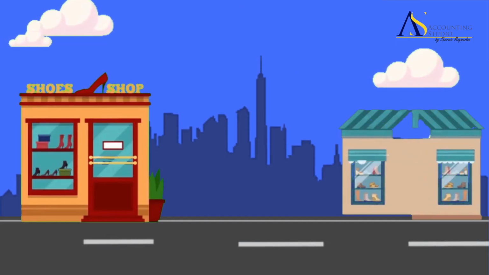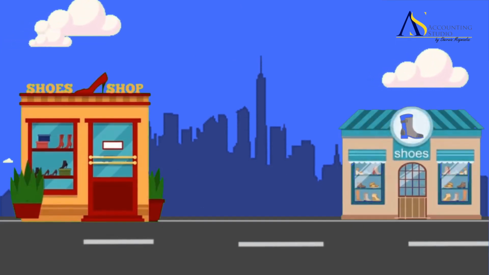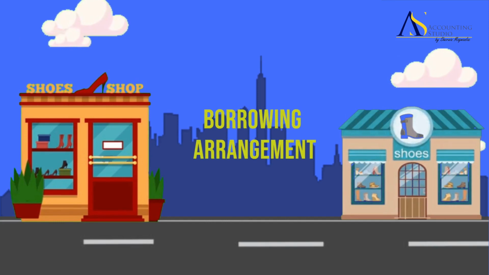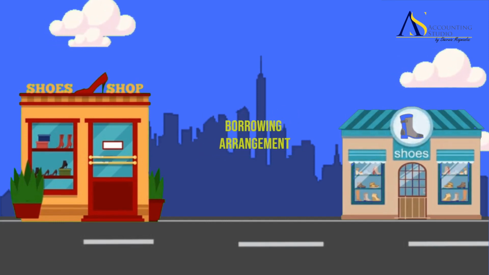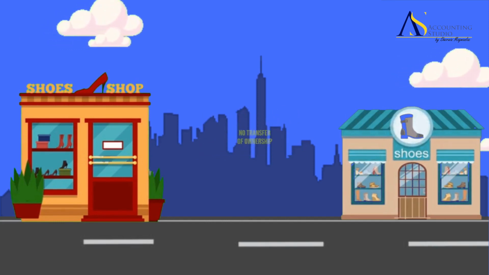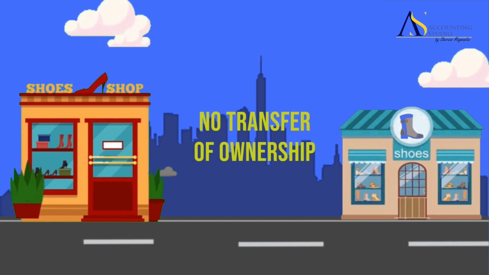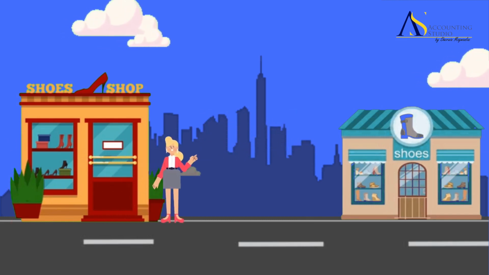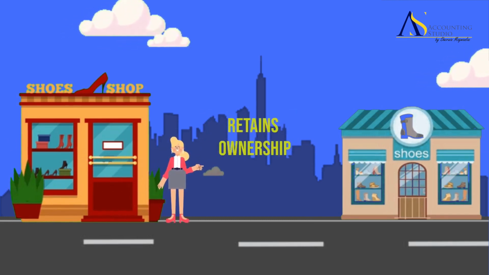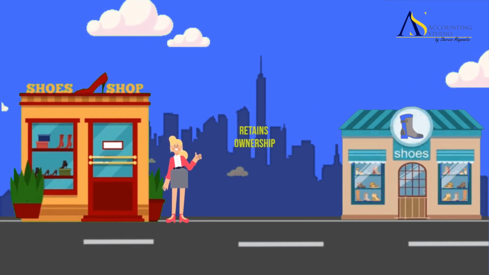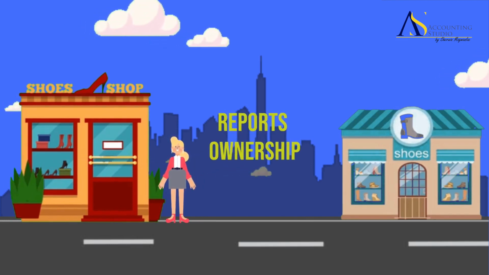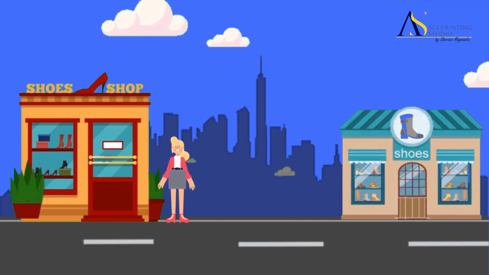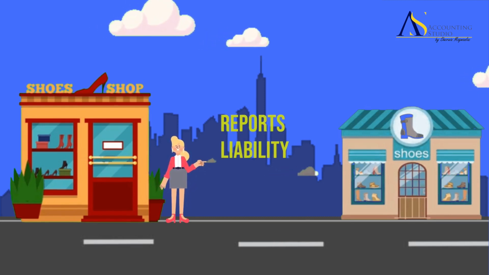Basically, the accounting for a product financing arrangement is to treat it as a borrowing arrangement and not as a sale transaction. This arrangement does not result in the transfer of control over the asset. Therefore, Luna, the seller, retains ownership over the inventory and continues to report its ownership of the asset sold, as well as a liability for its repurchase obligation.